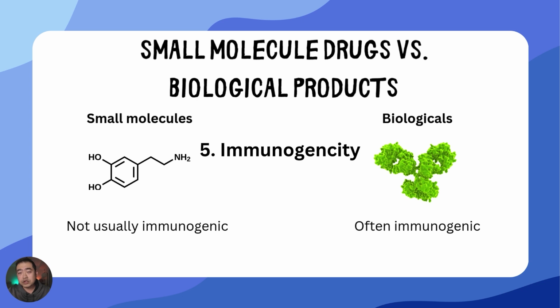Immunogenicity is another major distinction. Small molecules are generally not immunogenic, although some exceptions exist, such as penicillin allergies. However, biological products, being foreign proteins, are inherently immunogenic, meaning they can trigger immune responses. To mitigate this, biologics often require chemical or surface modification to reduce their immunogenicity. This concept ties back to what we learned in immunology, highlighting the immune system's recognition of foreign proteins.